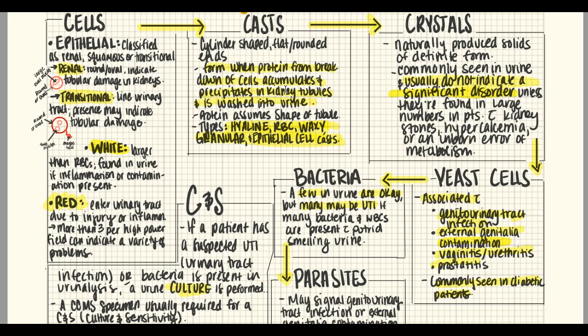The protein then assumes the shape of the tubule, so it takes kind of the form of the kidney tubule. And when it's flushed out into the urine, you can see that it is kind of a tubule cylinder shape, so it kind of looks like a straw shape, if you will. There are several different types of casts. There are hyaline casts, there are red blood cell casts, waxy, granular, and epithelial cell casts.